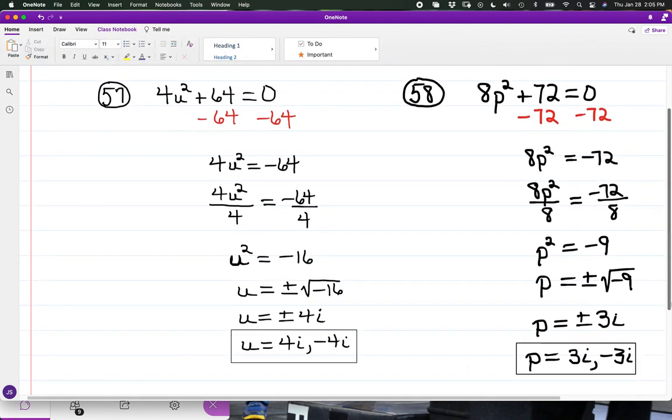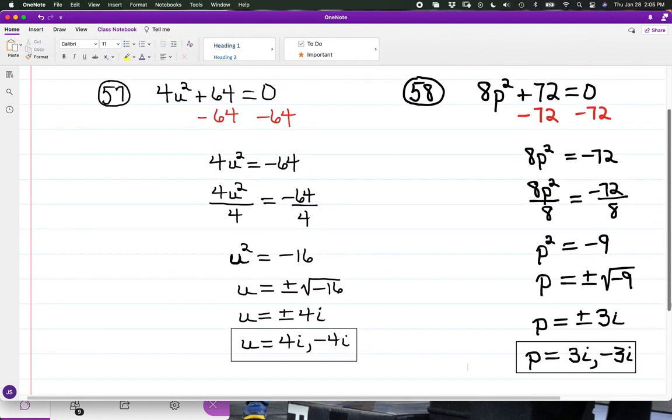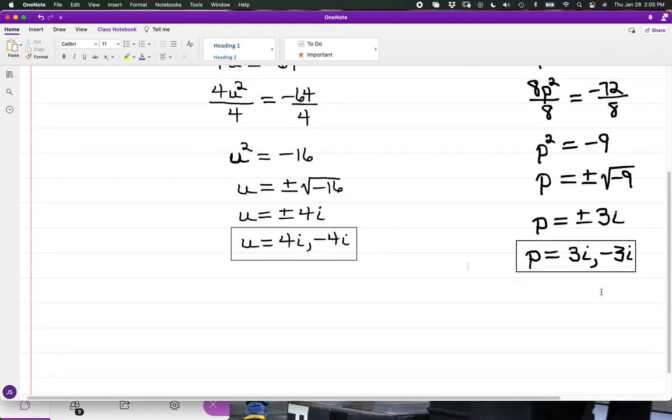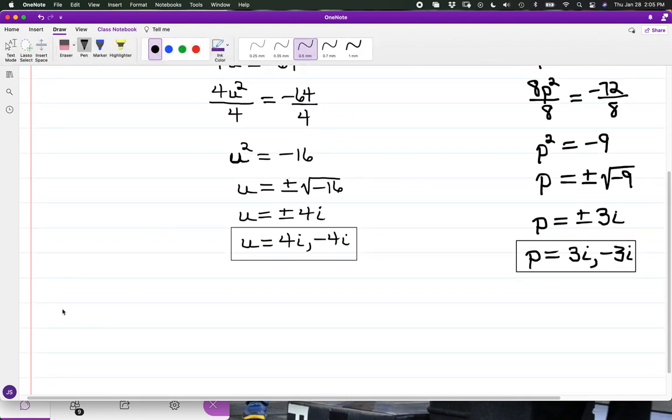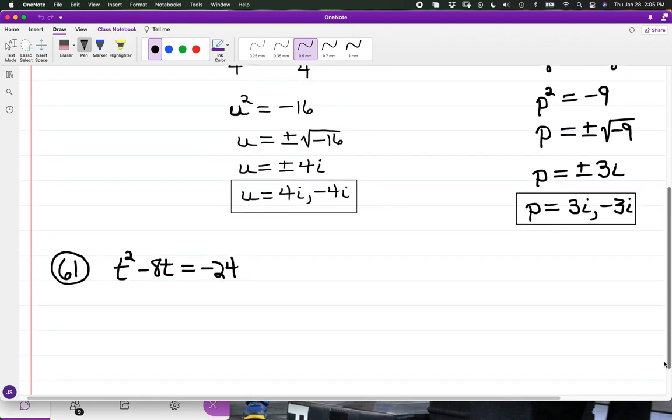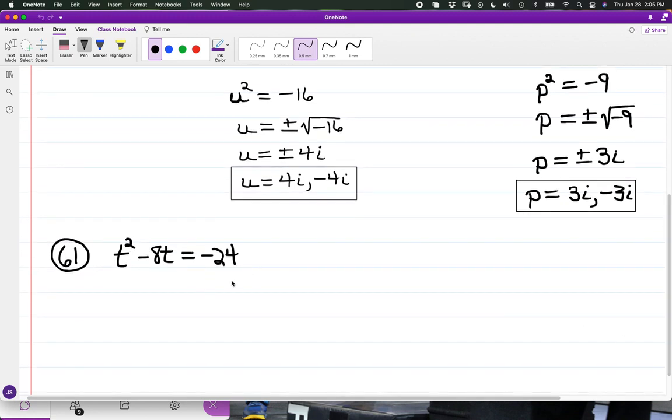So with these quadratic equations, we had only one single variable term. Now for the next item, we're going to have two terms. This time we're solving for the letter t. In number 61, we have t squared minus 8t is equal to negative 24. Looking at solving for t, I have a quadratic equation that consists of two variable terms, t squared and minus 8t.